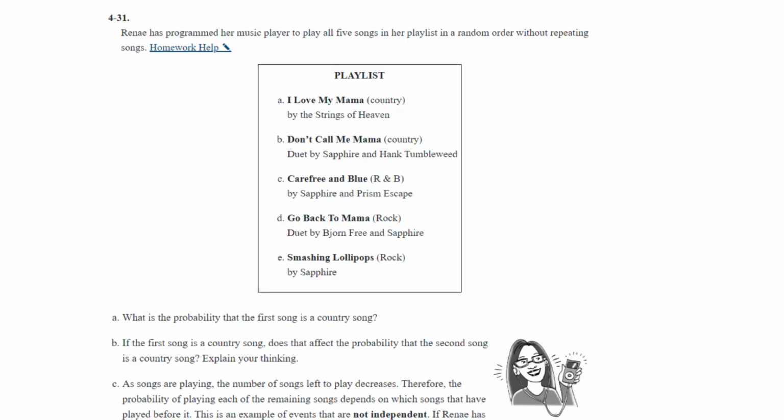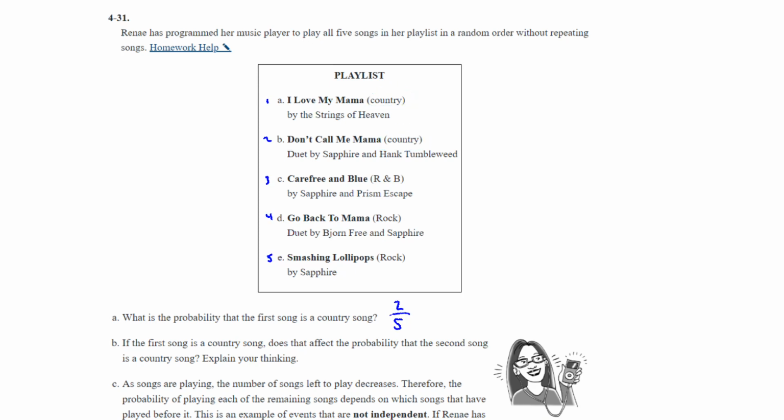Question 31. Renee has programmed her music player to play all 5 songs in her playlist in a random order without repeating songs. So you can see the playlist below. I Love My Mama, Don't Call Me Mama, Carefree and Blue, Go Back to Mama, Smashing Lollipops. Interesting. All right. So now on part A, it says, what is the probability that the first song is a country song? So how many possibilities do we have? 1, 2, 3, 4, and 5. So out of 5, how many are country songs? 1, 2. So 2 out of 5 would represent the probability that we have a country song.